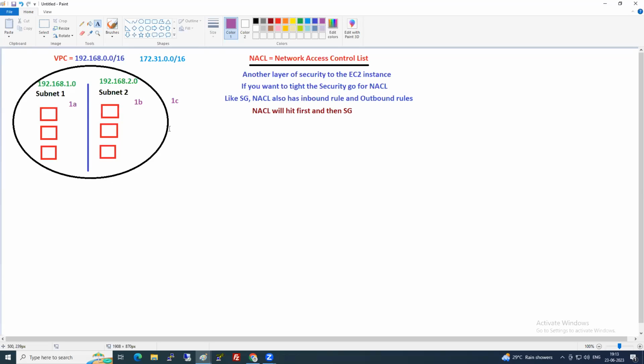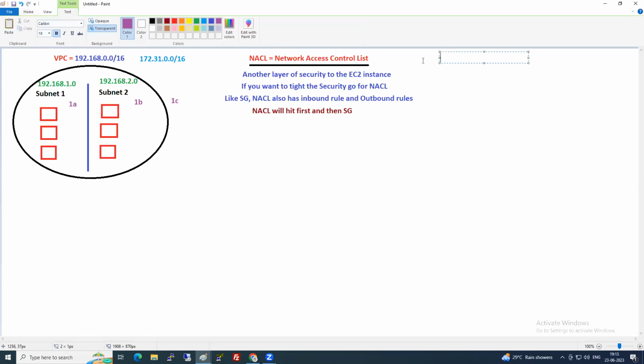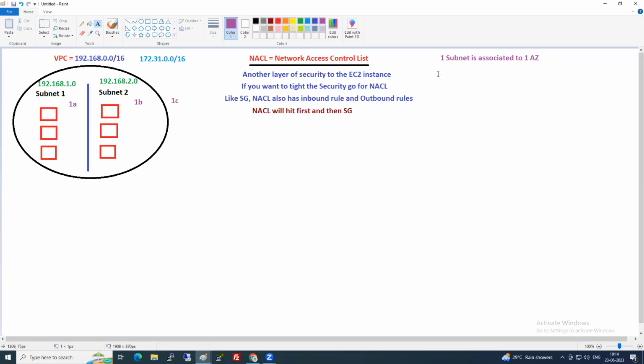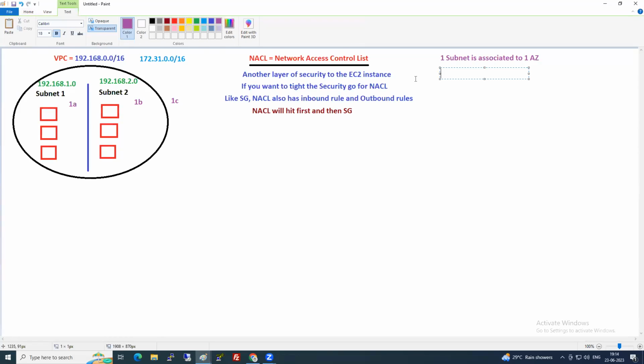Now the question here, a certification question, is: do you all agree one subnet is associated with one availability zone? Agree? One subnet can be in multiple availability zones at the same time? No. One subnet cannot be in multiple availability zones at the same time.